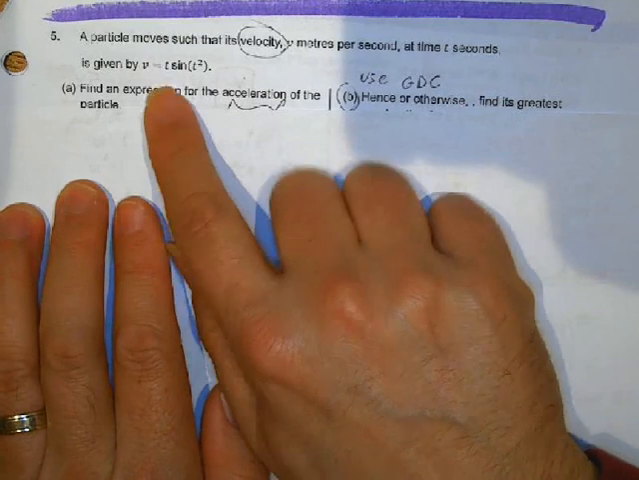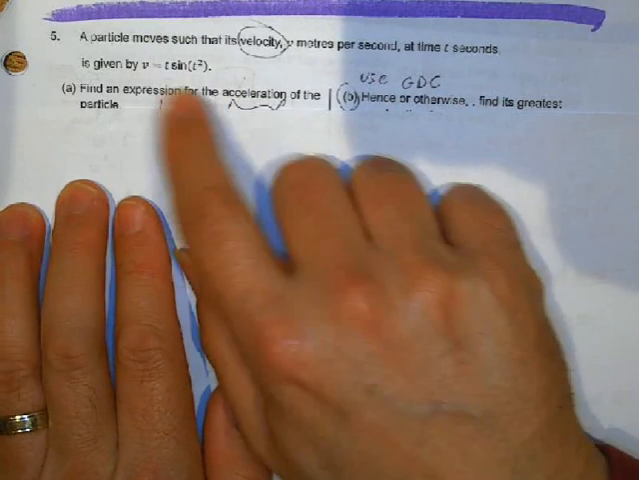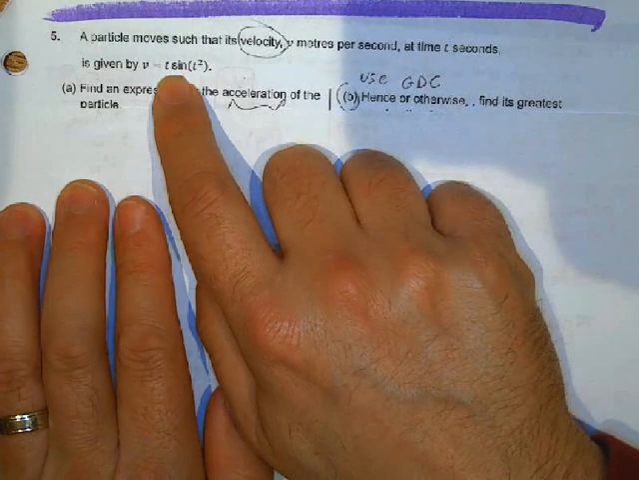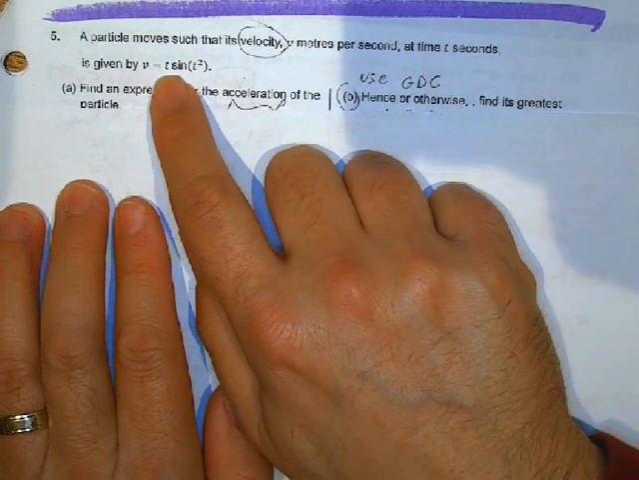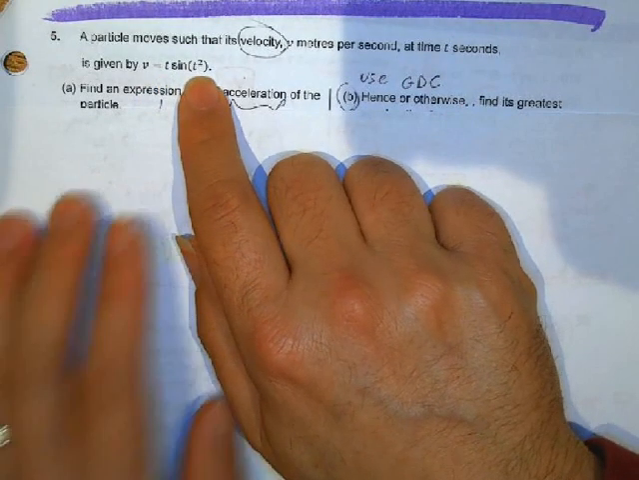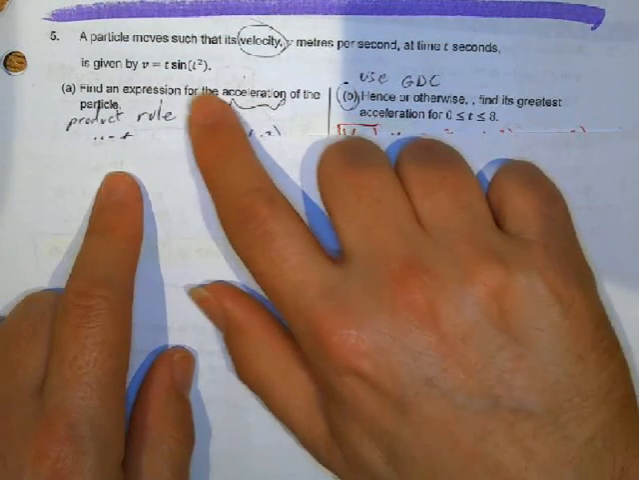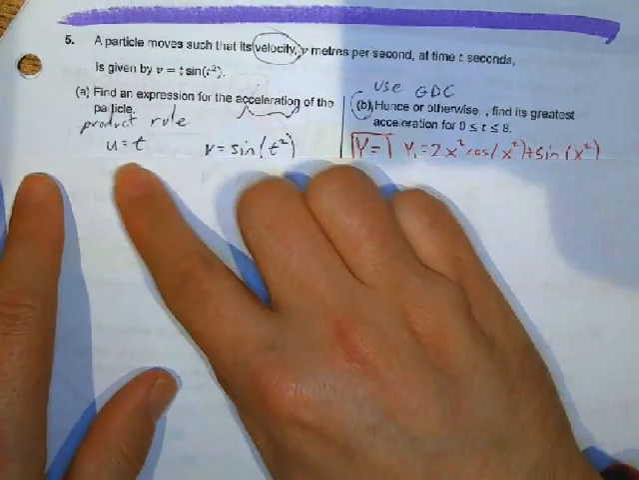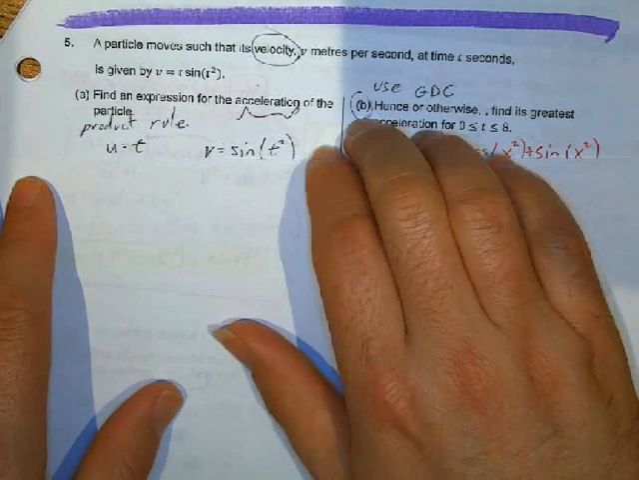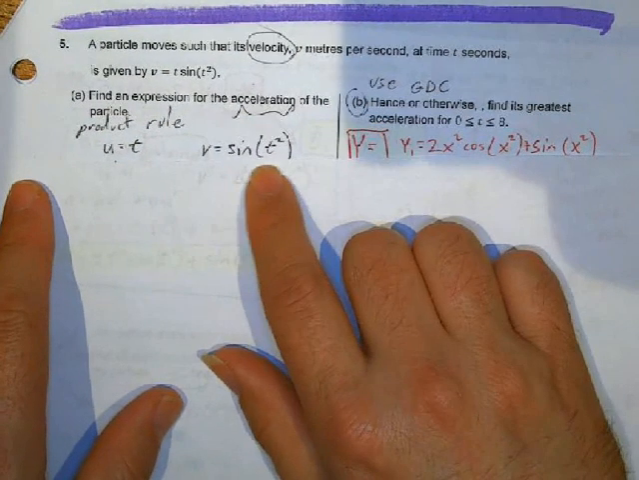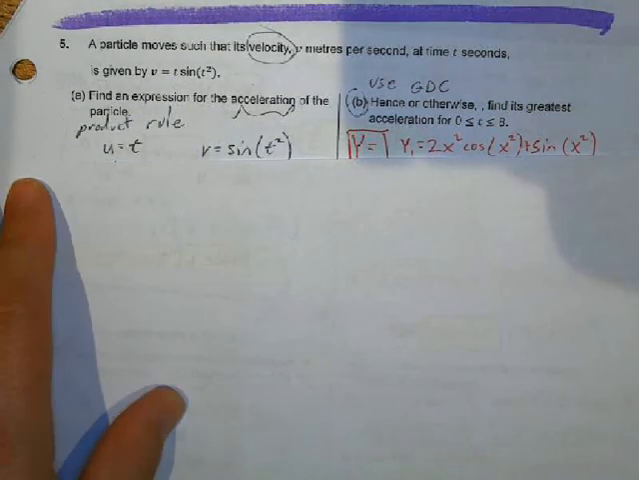So if I'm trying to find the acceleration, I'm going to need to take the derivative of this. So I've got t and I've got sine t squared. So I'm going to need to do product rule to take the derivative of this. I'm going to make u equal to t, and v equal to sine t squared.